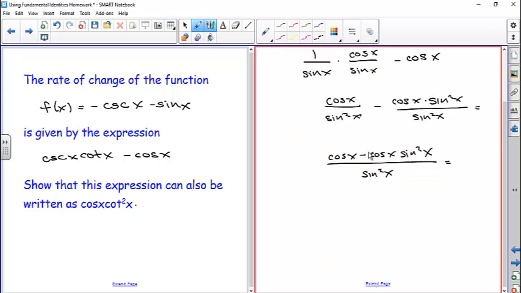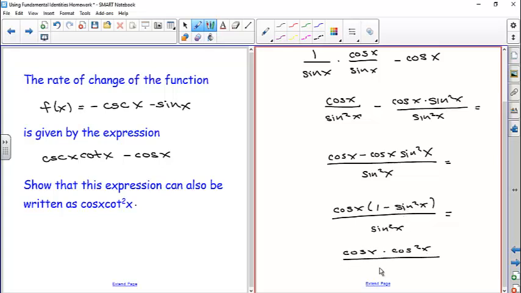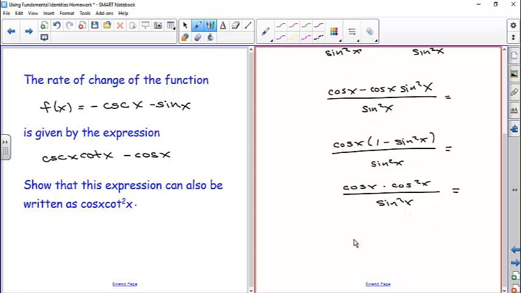Now if I factor out the cosine, I'll get the cosine of x times 1 minus sine squared of x, divided by the sine squared of x. And 1 minus the sine squared is the cosine squared, so I get the cosine of x times the cosine squared of x over the sine squared of x. This is from the Pythagorean identity. But the cosine over the sine is the cotangent, so I get the cosine of x times the cotangent squared of x. And that's what we're looking for. Check.